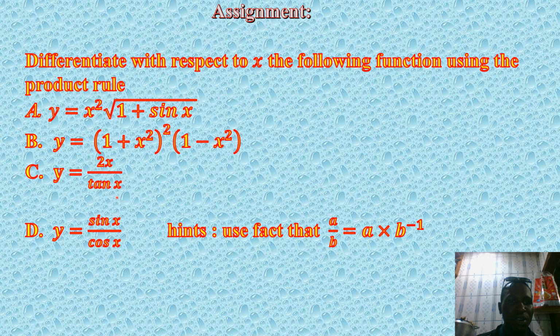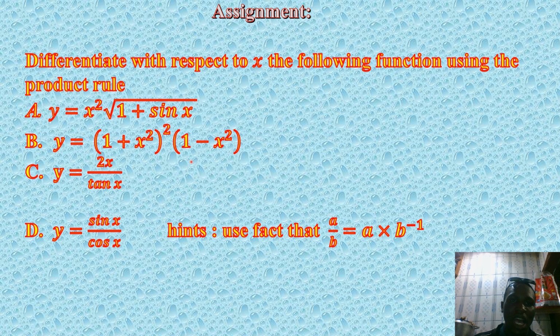Don't be afraid of the problem, okay? And y equals what? The last one, sine of x over cos of x, which is just tangent of x. But I want you to use the product rule and show me that it is tangent. The answer will be secant squared, because when you differentiate tangent it is secant squared. So use the product rule as I say to show that the answer is actually secant squared, sorry.